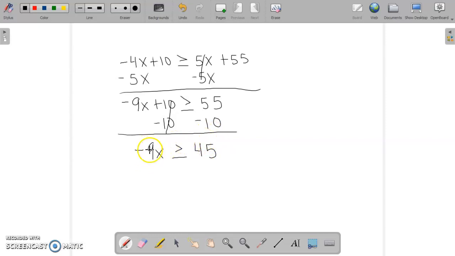You have the negative 9 and it's being multiplied to the x. Opposite of multiplication is division. This cancels x, and notice, guys, you divided by a negative. The inequality flips. The opposite of greater than or equal to is less than or equal to. 45 divided by negative 9, a positive divided by a negative is a negative. 45 divided by 9 is 5. And that completes the example.